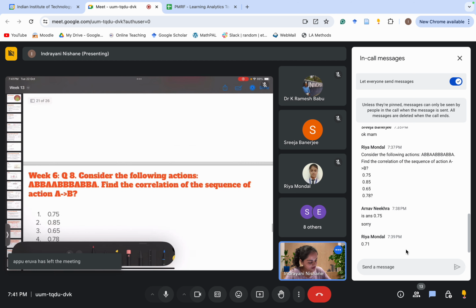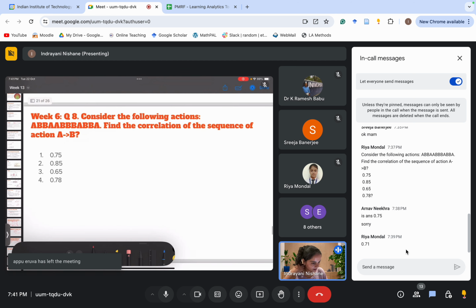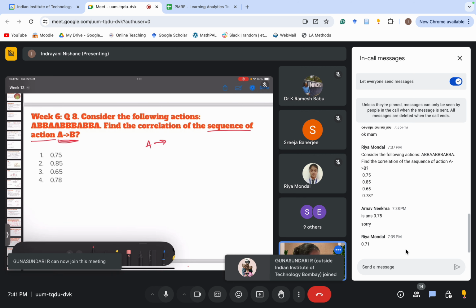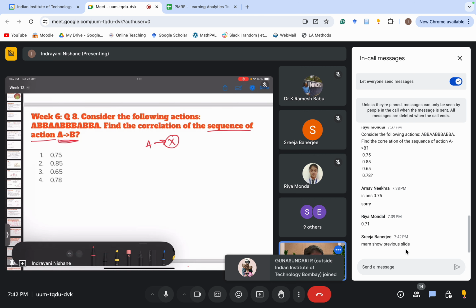So this was significance, and this is the correlation question which you guys were asking, so we are solving this. Again for correlation we are supposed to get it for the sequence of action from A to B. So the pattern given to us is from A to B. What we will do is compute how many times A to any transition has occurred. So let us count how many times A to A has occurred.